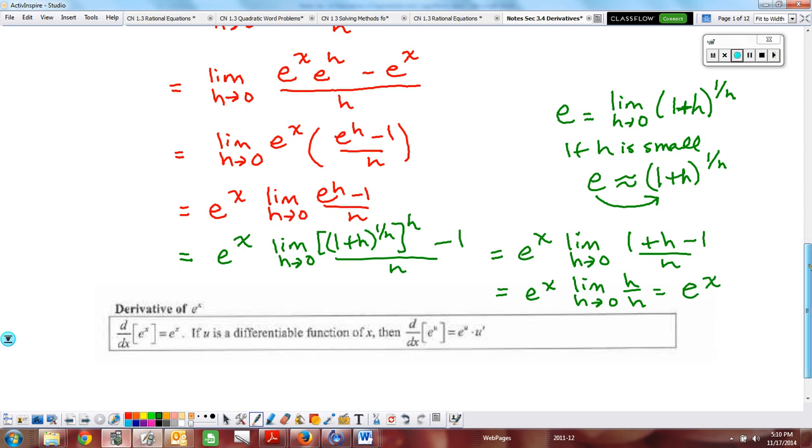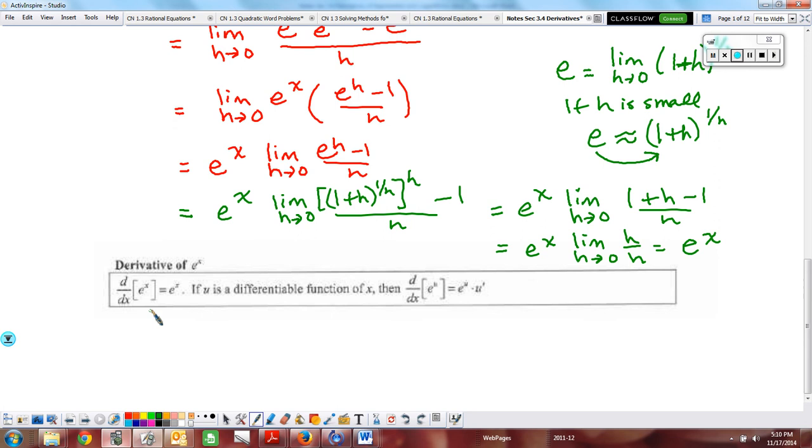And now recognize that you have two versions of this. You have the version where the derivative of e to the x is e to the x, and if you have chain rule, the derivative of e to the u is e to the u times u prime. I also like to write this as e to the u times du dx, because I think that's a little bit more descriptive of what we're doing. We're taking e to the u, and then we're taking the derivative of u with respect to x, and following that in for our chain rule.